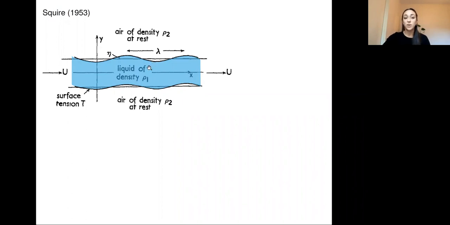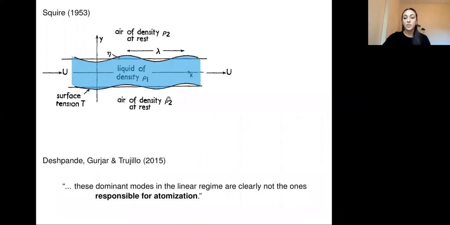And Squire was the first to study this Kelvin-Helmholtz instability that forms on this gas-liquid interface. He was the first to study this problem with the ingredient of surface tension. So sometimes it's called the Squire problem or the Squire instability. And we see the sort of things they're trying to predict, these length scales that come out, and also the growth of the disturbances themselves. Now, this is a very important work, and people have learned many things from it.